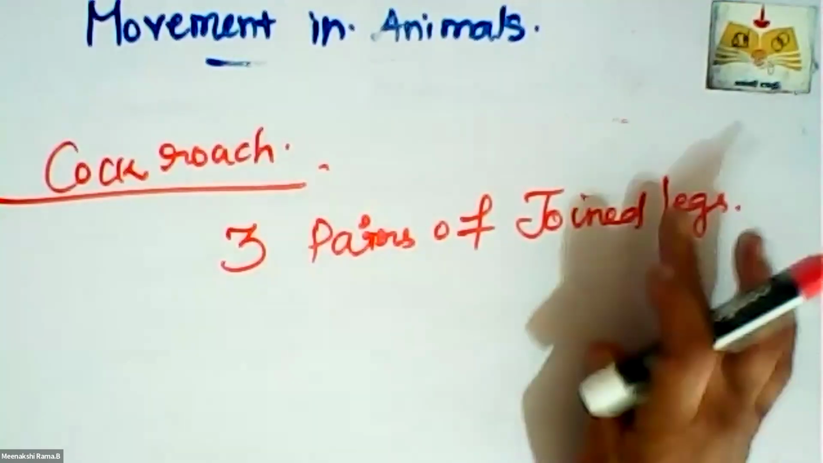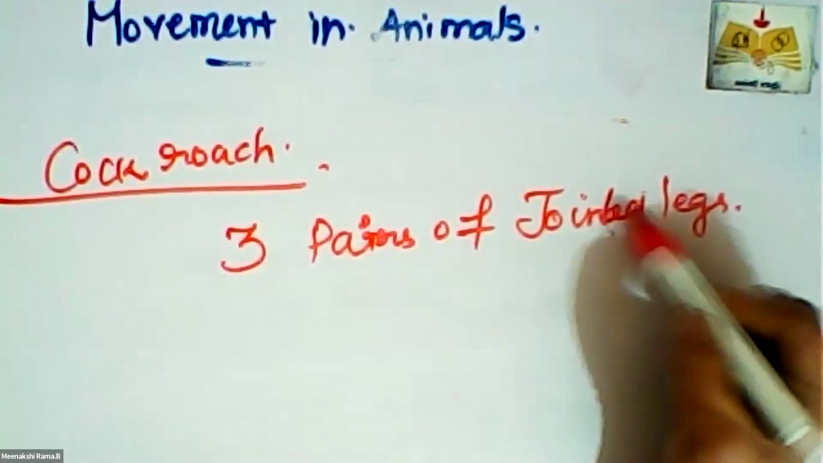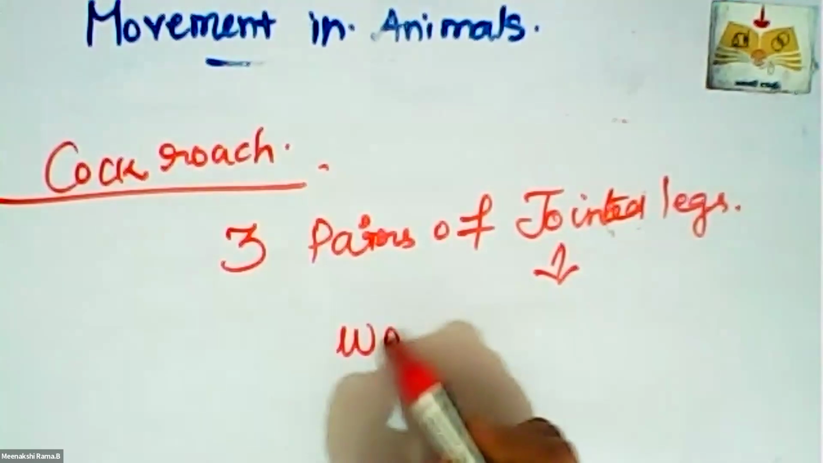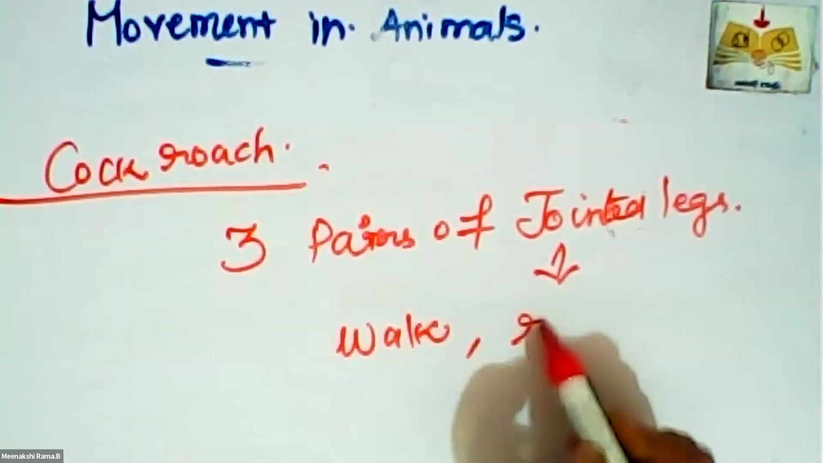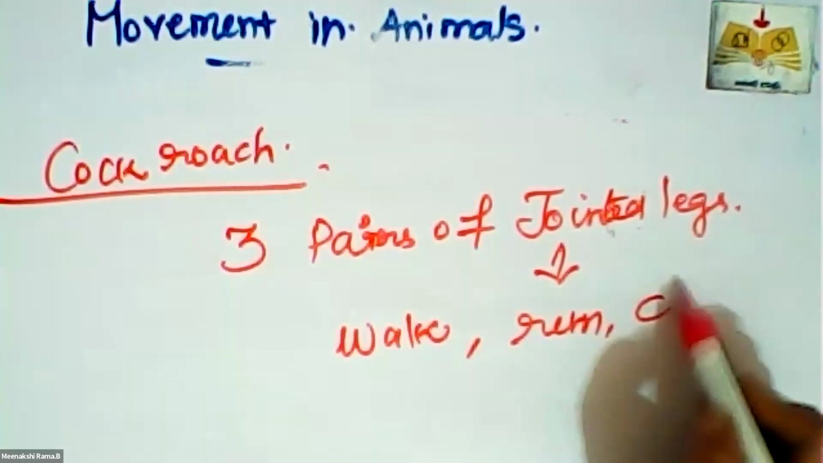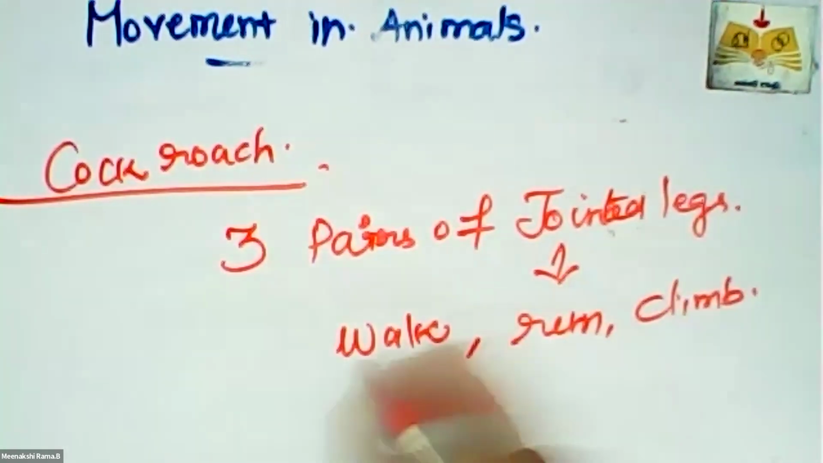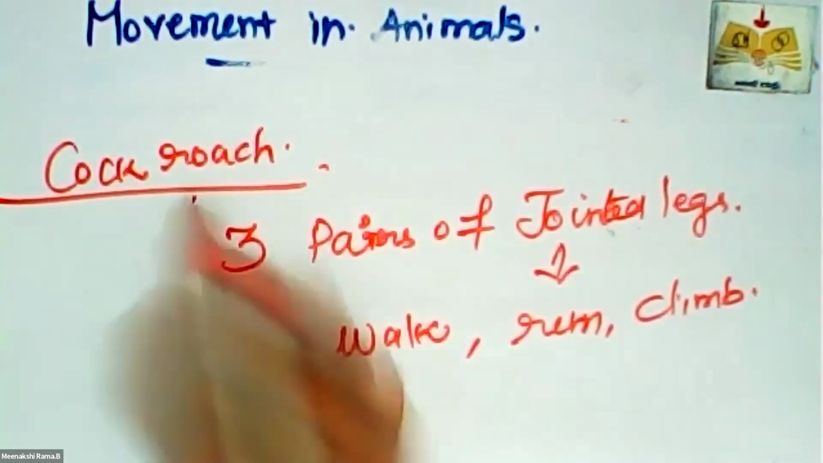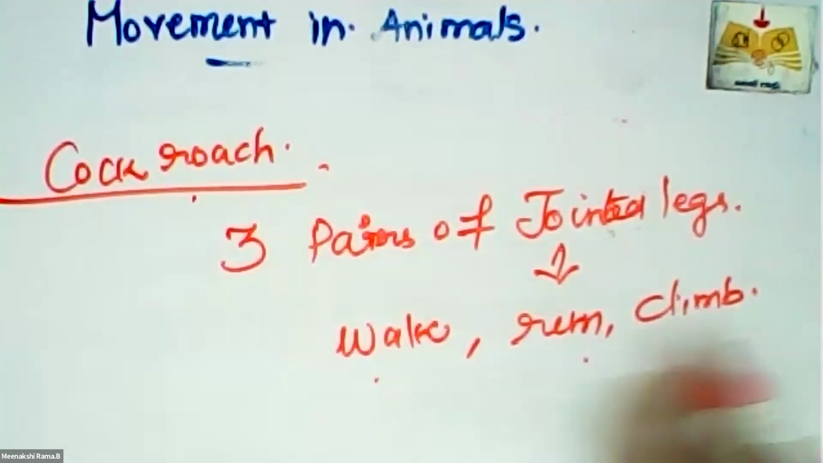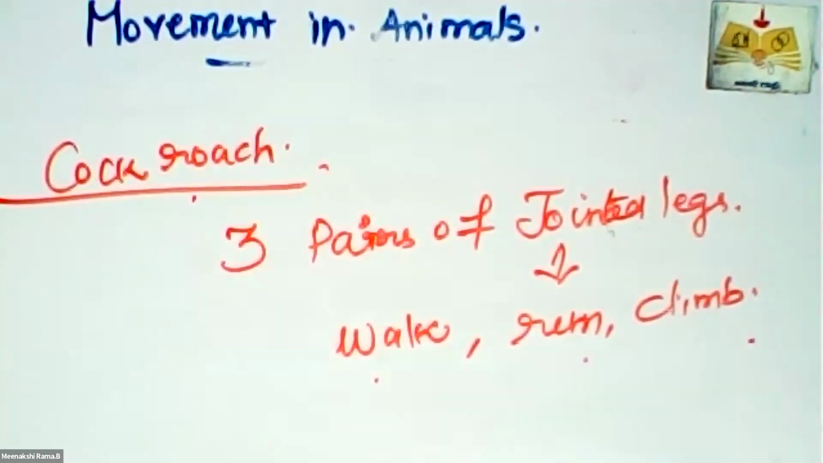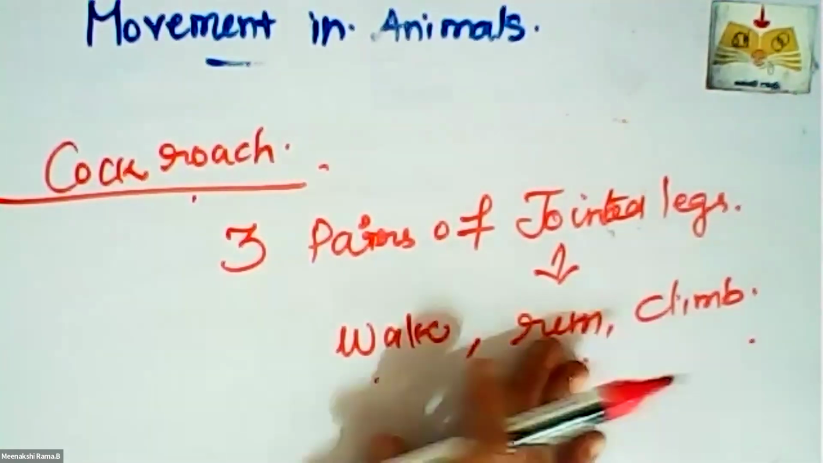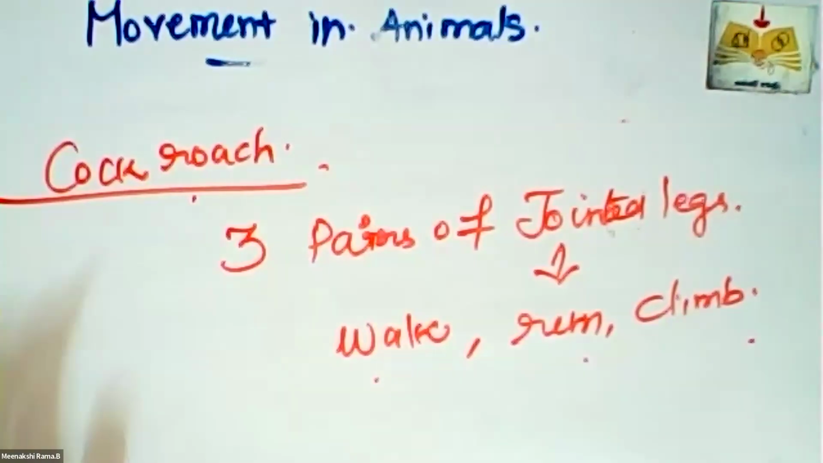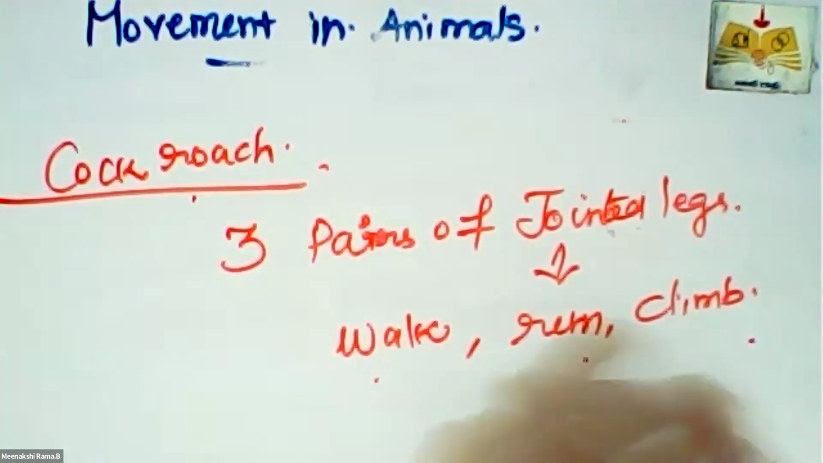These legs help to walk, run, and then climb. These 3 actions are possible in the cockroach: walking, running, and climbing also. They climb walls and trees. In each and every place they are climbing, running, as well as walking. So the 3 pairs of legs help with these actions.